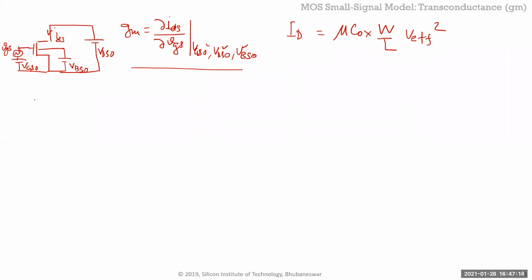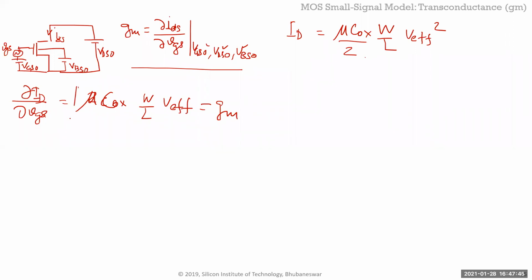So what I need to do now is DID over dVGS for this equation. And that will give me what? Actually this is mu C ox over 2, so the 2 times cancels. So mu C ox W over L V effective. And this is what's called your small signal transconductance.